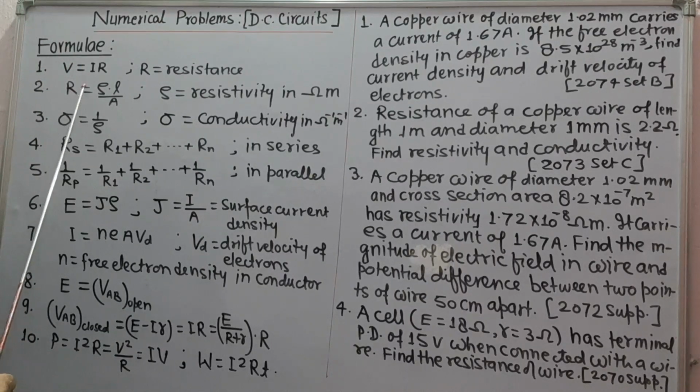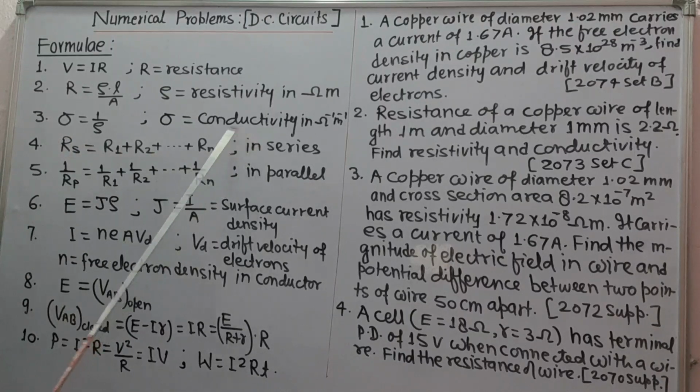Also R is equal to rho L upon A, where rho is resistivity, L is length and A is cross section area. Reciprocal of resistivity is called conductivity. The unit of resistivity is ohm meter and the unit of conductivity is per ohm per meter.